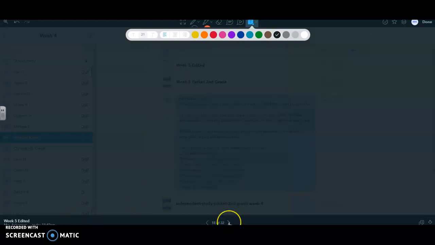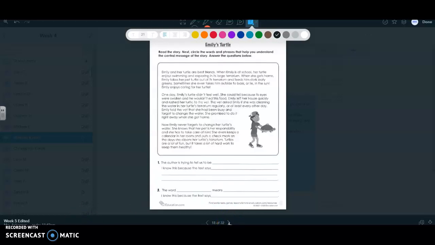When we start day 4, we are going to do Emily's Turtle for reading. Please read this story. Circle the words and phrases that help you understand the central message of the story, so what they're trying to tell you all about, and then answer the questions below. The author is trying to tell us to be what?